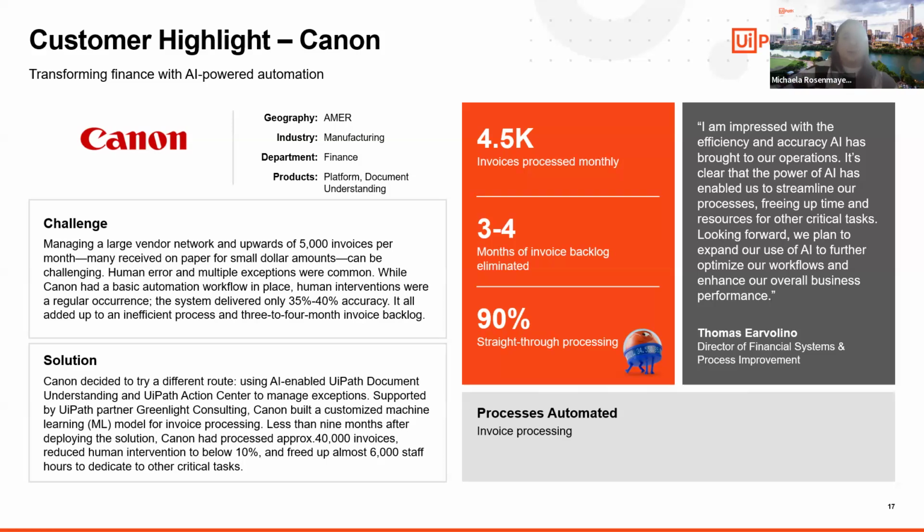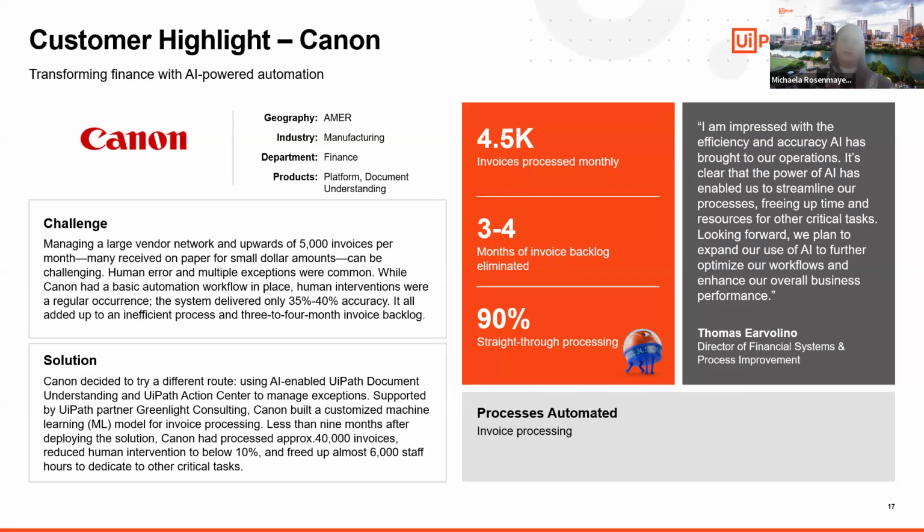Canon did implement a basic automation workflow. However, it was very hard to maintain with little to no learning capabilities. This resulted in a lot of exceptions that required employee intervention. There was only about a 35 to 50% accuracy from that automation.